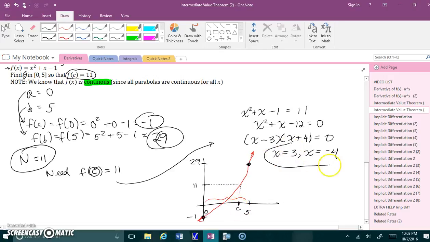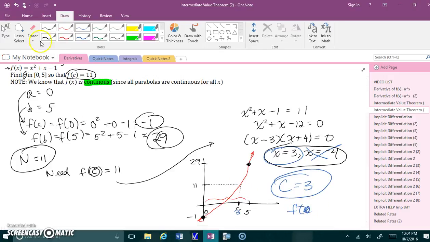Now look at these x values here, and one of them can immediately be discarded because I'm only on the interval 0 to 5. So obviously this guy is gone. I'm looking at 3. So the mystery solved here. If I were to plug 3 into my function to have a height of 11, that means c is 3. And that means I can also say now that f of 3 is 11, instead of just saying f of c is 11.